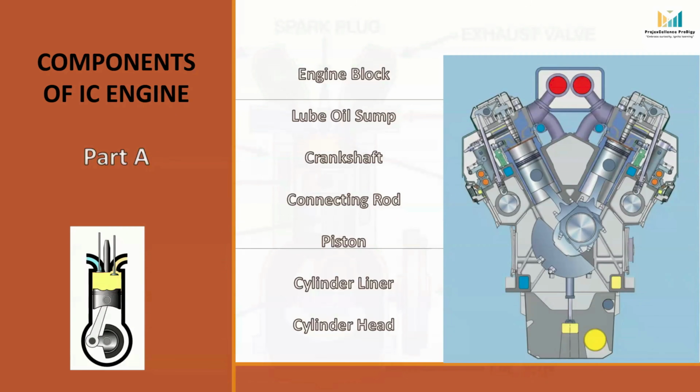As there are many key components in a reciprocating IC engine, we will continue this topic in the next few lessons. In today's lesson, which we named Part A, we will be discussing the components: engine block, lube oil sump, crankshaft, connecting rod, piston, cylinder liner, and cylinder head. So let's get started.